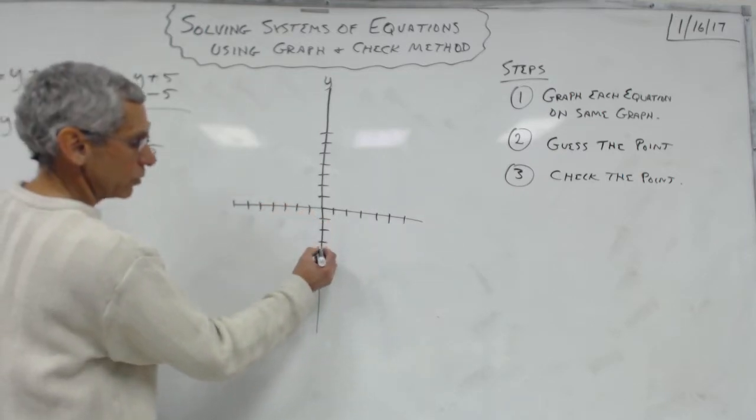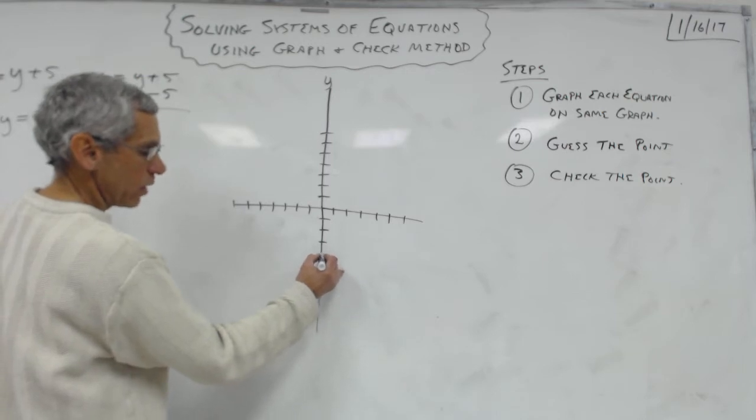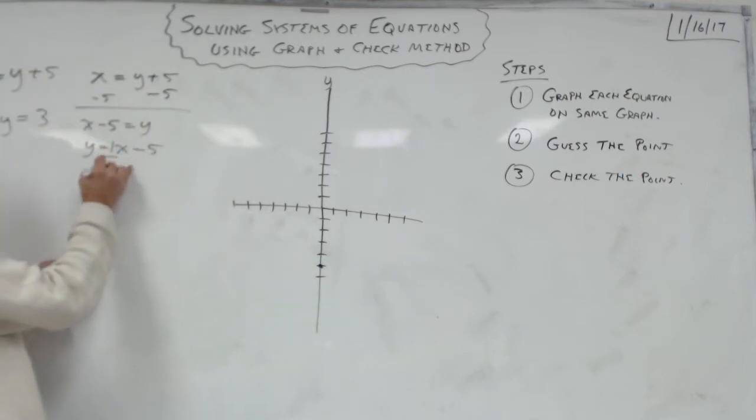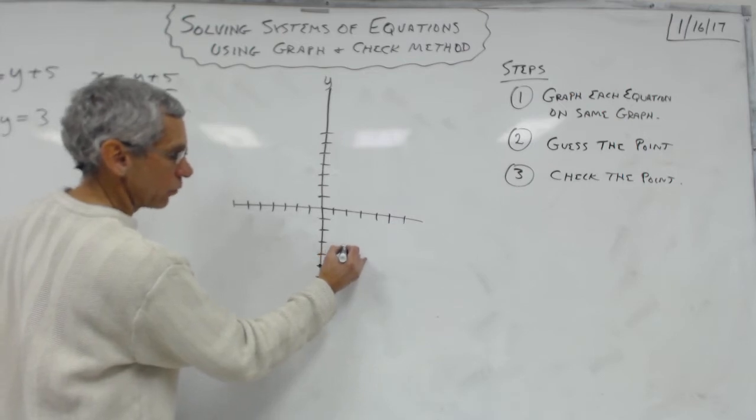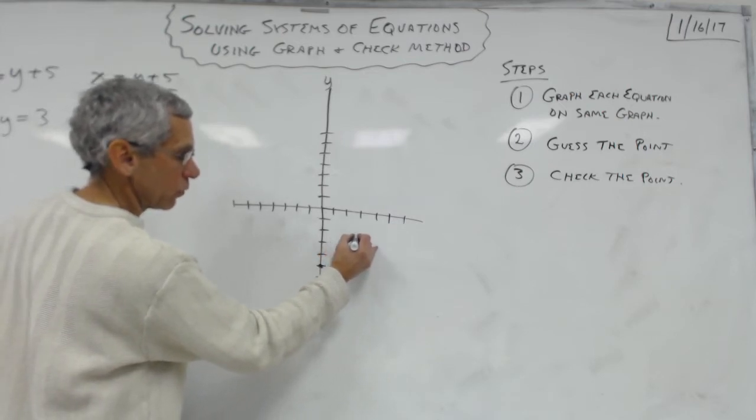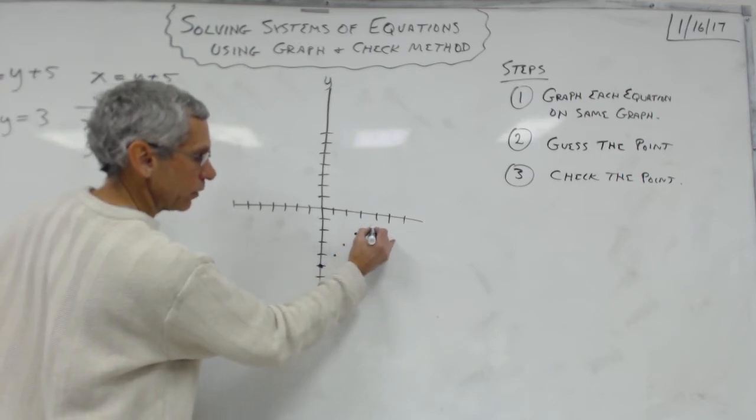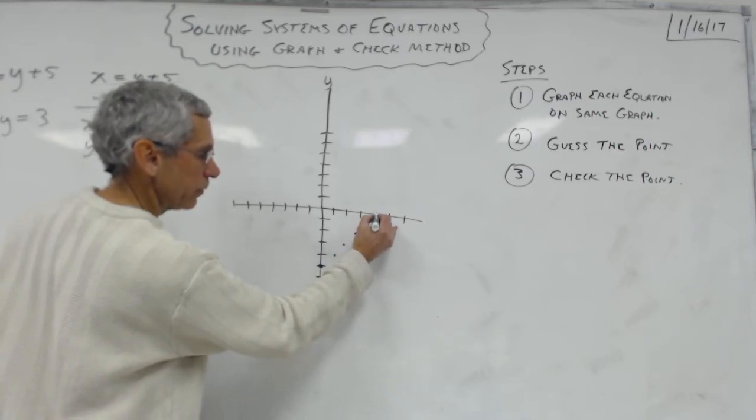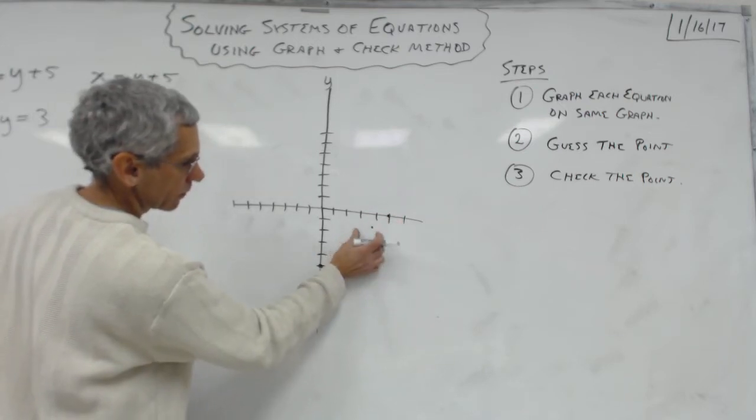So negative 5. 1, 2, 3, 4, 5. Put a dot. And it's up 1, right? Slope is 1 over 1. So up 1 over 1. Up 1 over 1. Up 1 over 1. It's a lopsided line. The line is lopsided, Gary.